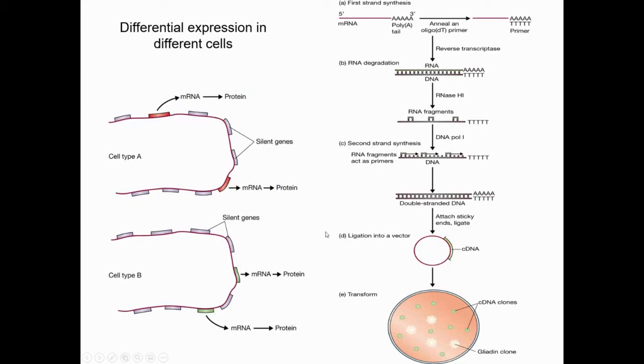Also, you can look at differential expression of different genes. For example, you have cell type A and cell type B, which have differential expression. Then you can collect the messenger RNA, and from those messenger RNAs you can make cDNA. You can ligate those cDNAs to the vector and make the cDNA library. That's called a cDNA library, and that's the difference between the genomic library and the cDNA library.